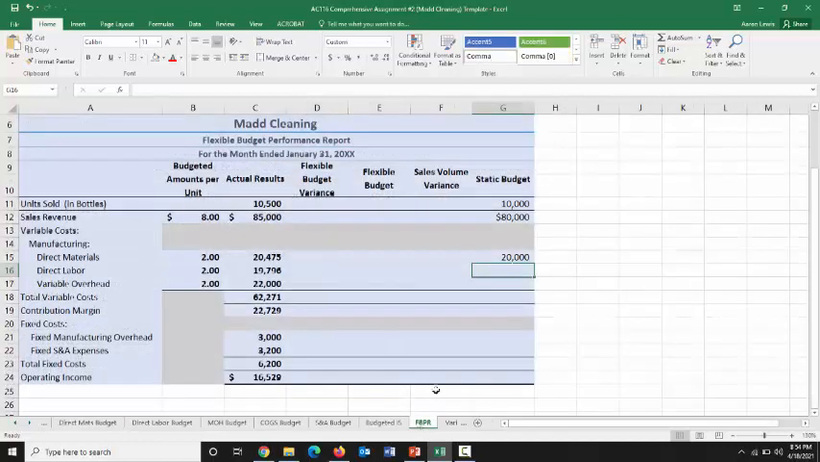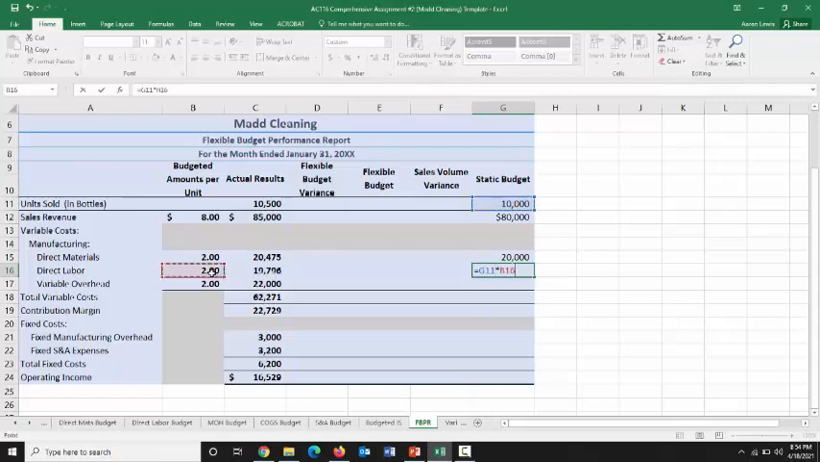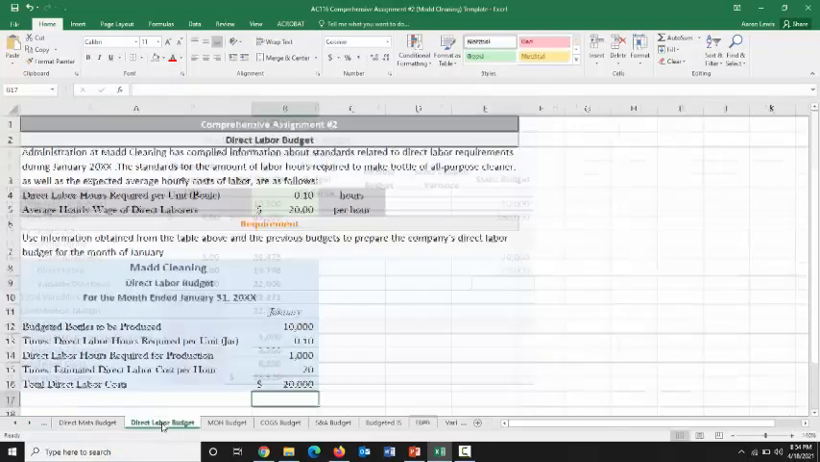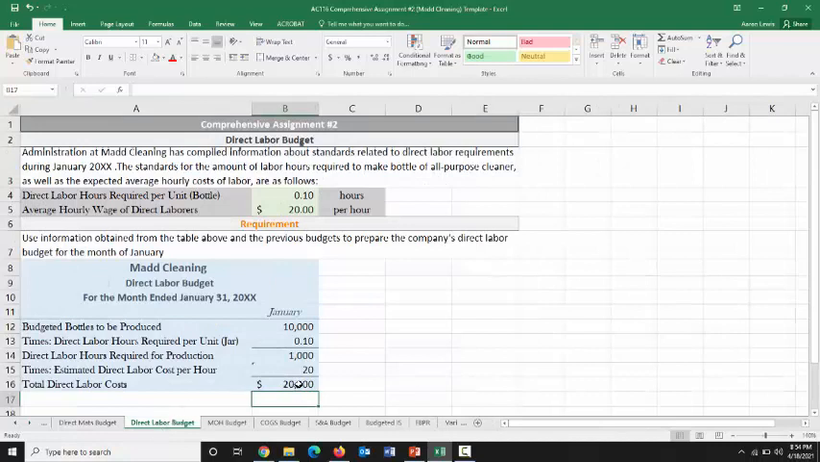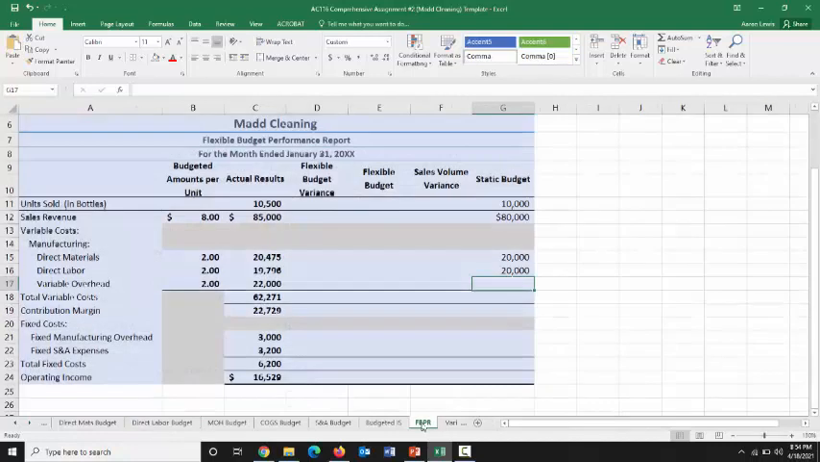So if we go back to our flex budget performance report, we can fill in our direct labor and our variable overhead in the same exact way. We budgeted to sell 10,000 units. Each one was going to cost us $2 in labor, so our expected direct labor cost for the period was $20,000. Let's go to our direct labor budget and see if that number jives with what we have here. Sure is. Our budgeted total direct labor cost was $20,000.